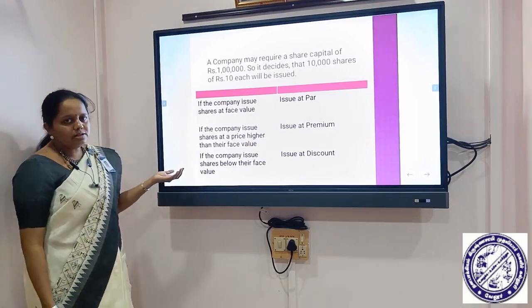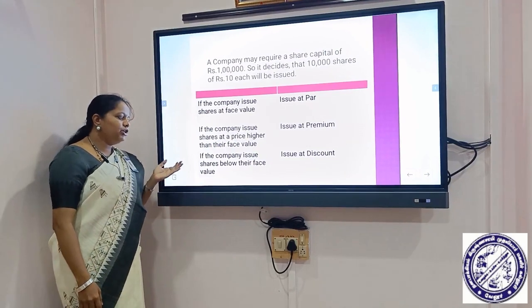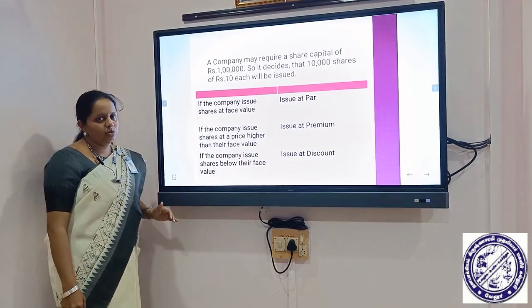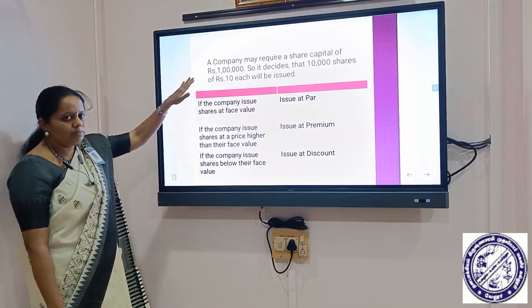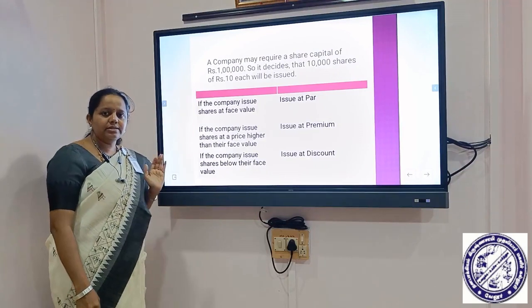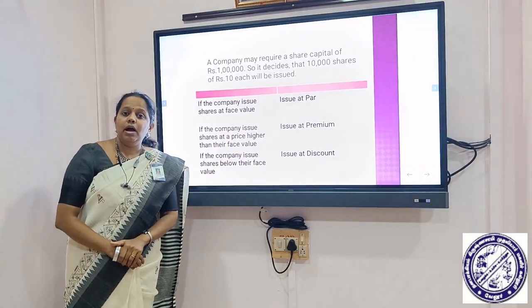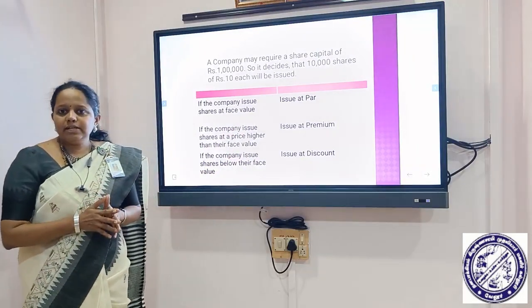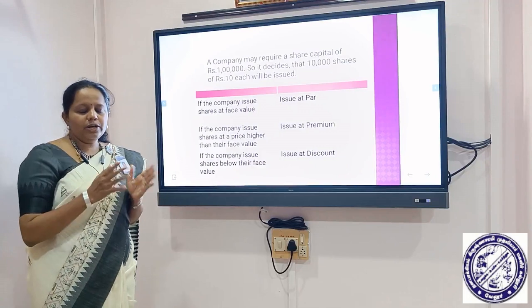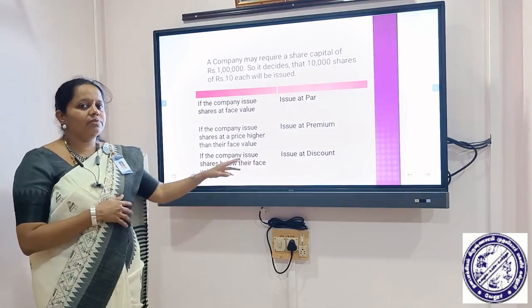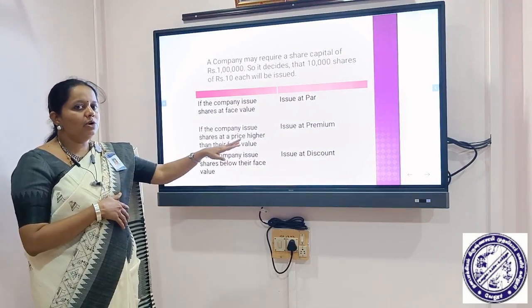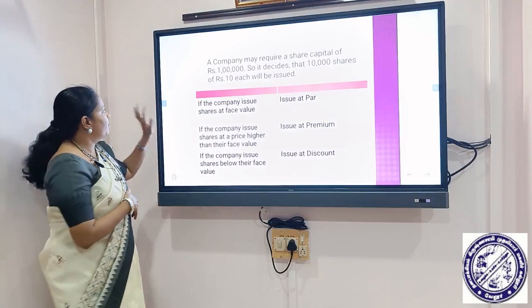And the third situation is that if the company issues shares below the face value, so face value of the share is rupees 10 and the company issues shares at rupees 8 or 9, then it is termed as issue at discount. However, according to the New Companies Act 2013, issue of shares at discount is not permitted in India.